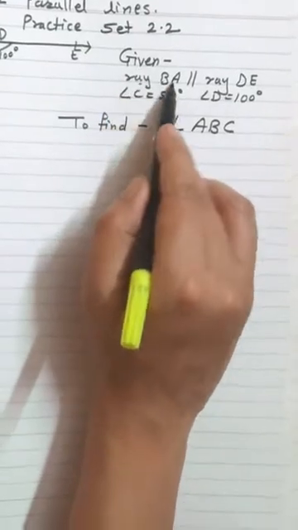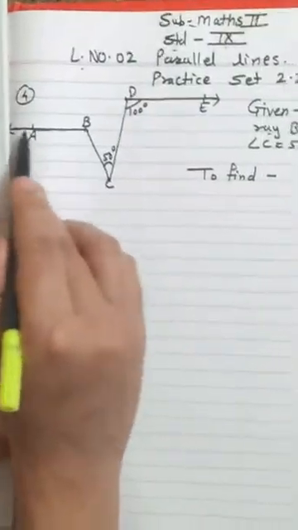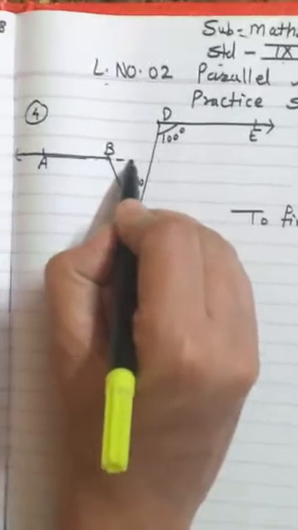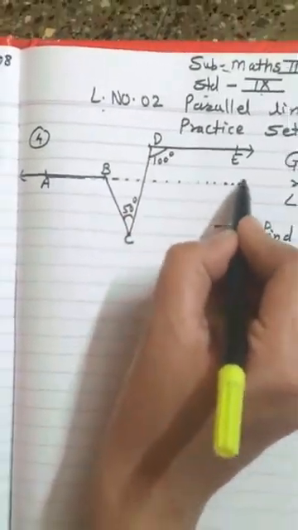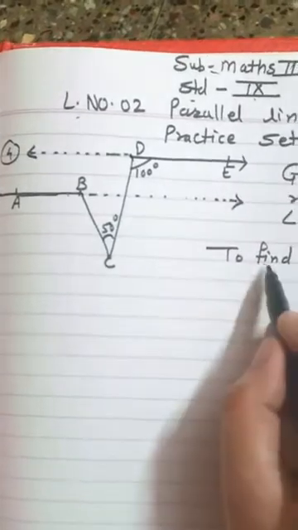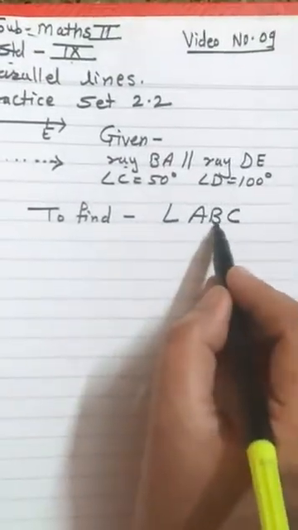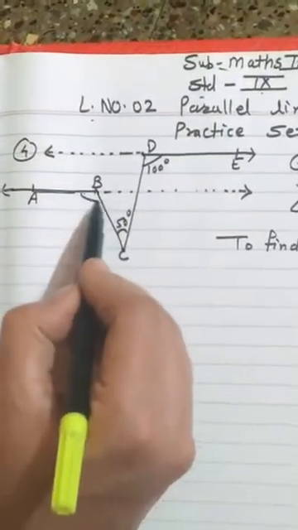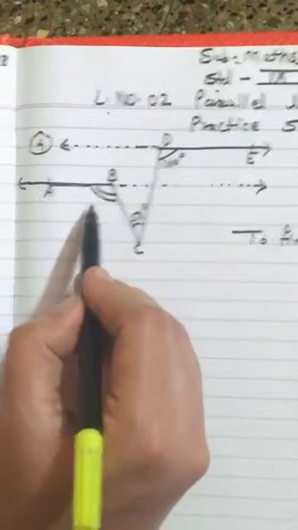So what is given? Ray BA. See, this is ray BA, which is parallel to ray DE. Means these two rays are parallel. So you can extend this line. Okay, so it will be easy to understand. So these two lines are parallel. Angle C is 50 degree. Angle D is 100 degree. This is given. What you have to find? To find angle ABC. Angle ABC means this angle you have to find out.